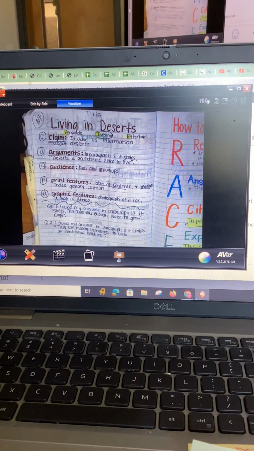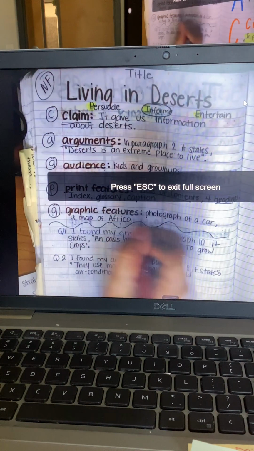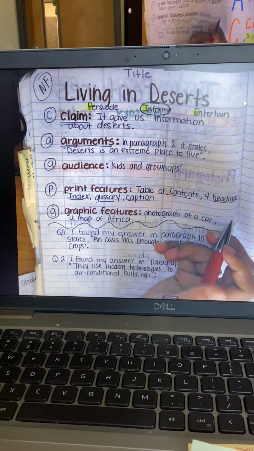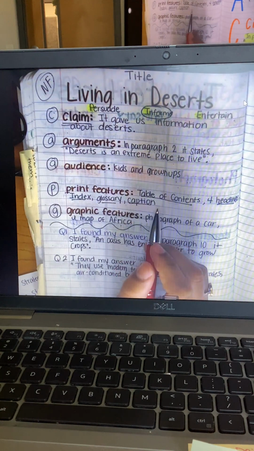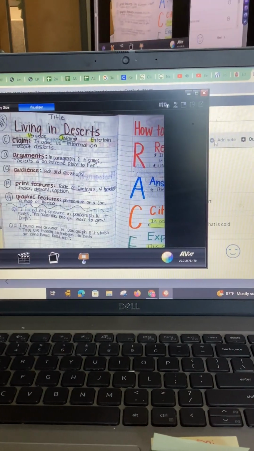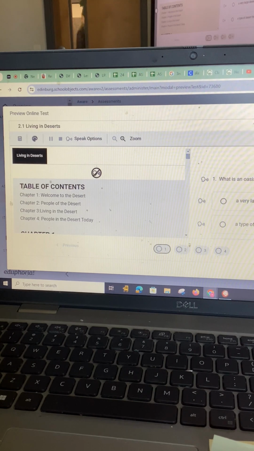And that's what I'm trying to explain to my kids, that even before you read, just by looking at the index, the glossary, captions, the table of contents, headings, you can already guess and get some good information about what the story is going to be about. If you look here, table of contents: welcome to the desert, people of the desert, living in the desert. This story is going to be talking about the desert, miss.